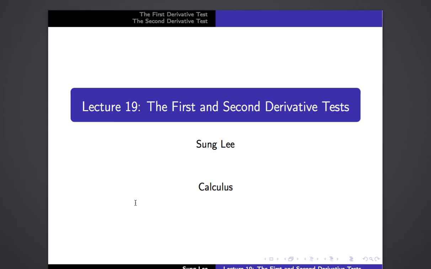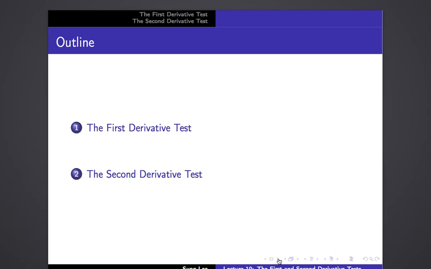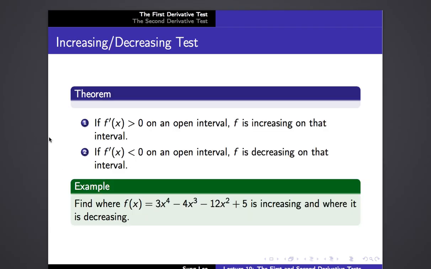In this lecture, we study the first and the second derivative test. Okay, so we begin with the following theorem, which is called the increasing decreasing test. So here's what the theorem says. If f prime of x is positive on an open interval, f is increasing on that interval. If f prime of x is negative on an open interval, f is decreasing on that interval.